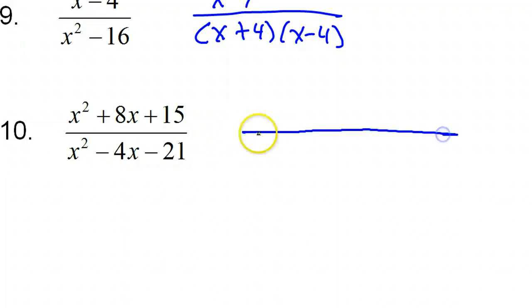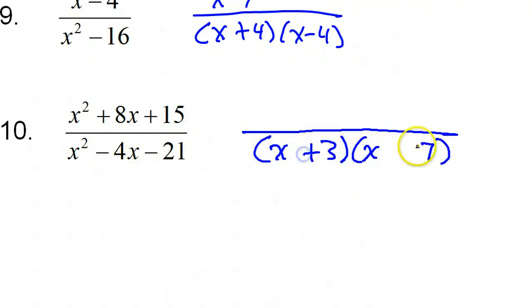Similarly, it really doesn't even matter what we do with the numerator, but we need to factor the denominator to see what x cannot be. x squared is x times x. 21, I'm thinking 3 times 7. Positive 3, negative 7, or we need a middle of negative 4. That would do it. Positive times negative is a negative, so there we factored it.